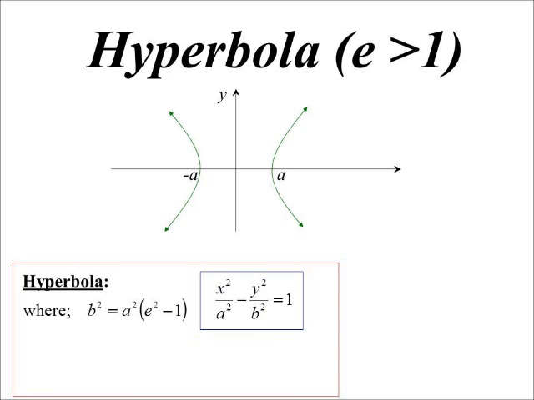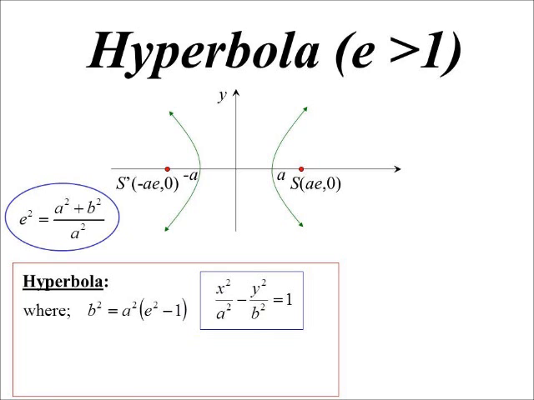But all the other things turn out quite similar. Notice e squared minus 1 instead of 1 minus e squared. Once again, you can't get that wrong. If you remember, eccentricity of an ellipse is less than 1. So if you were to go e squared minus 1 for the ellipse, you'd end up with a negative number. With a hyperbola, eccentricity is greater than 1, so when I go e squared minus 1, I get a positive number. So for the ellipse, it's 1 minus e squared, hyperbola, e squared minus 1.